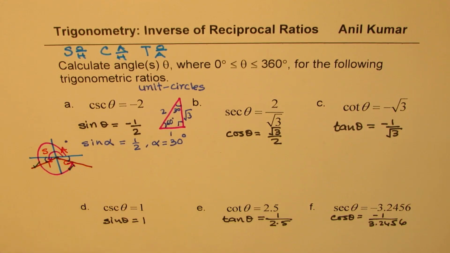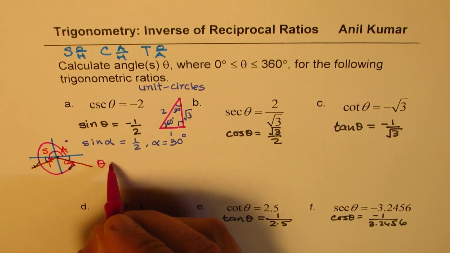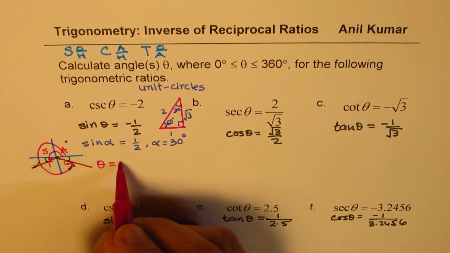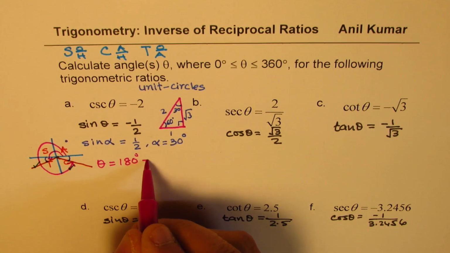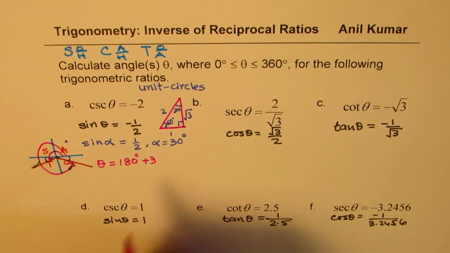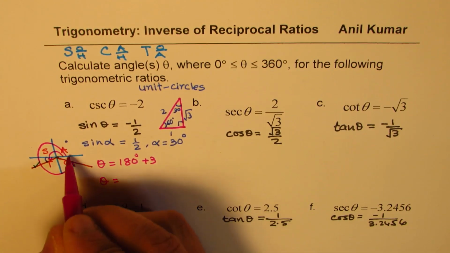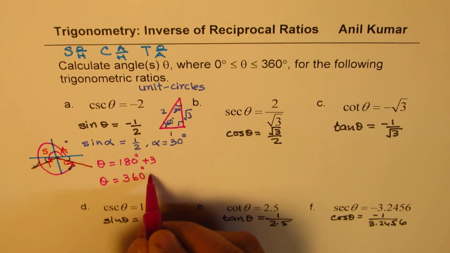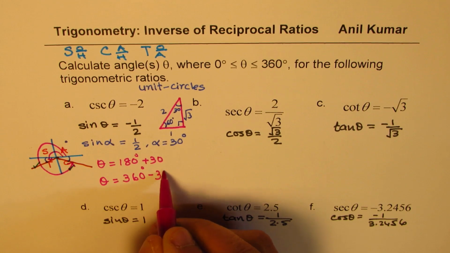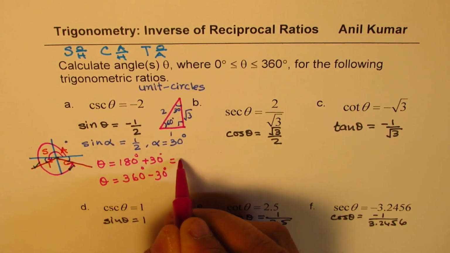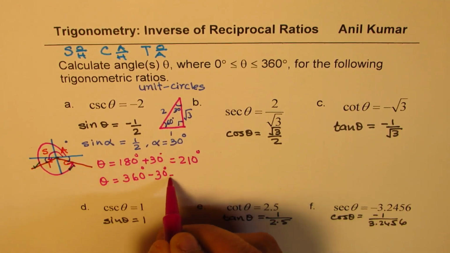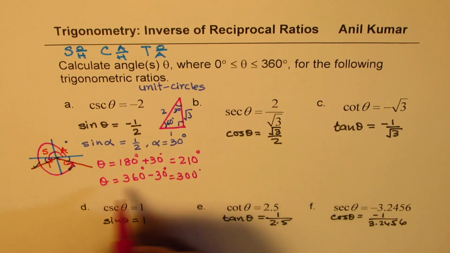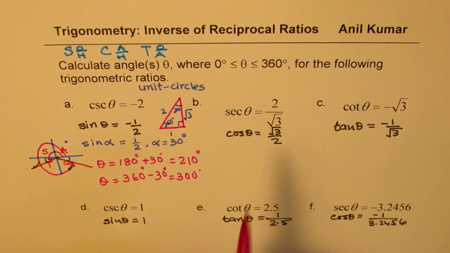So these are the two angles. One angle is theta equals 180 degrees plus 30 degrees. That is the first one, right? And the other one is full circle less 30, which is 360 degrees minus 30 degrees, correct? Now that is 210 degrees and this one is 300 degrees. So these are the two solutions within the given interval 0 to 360 for the first example.